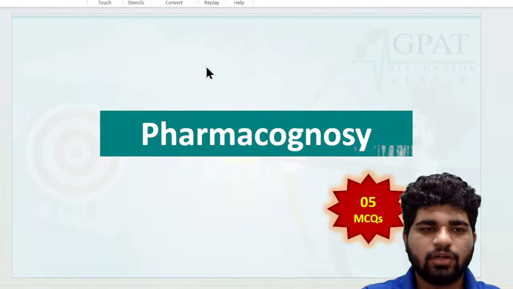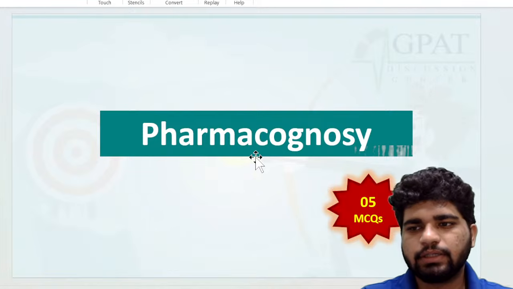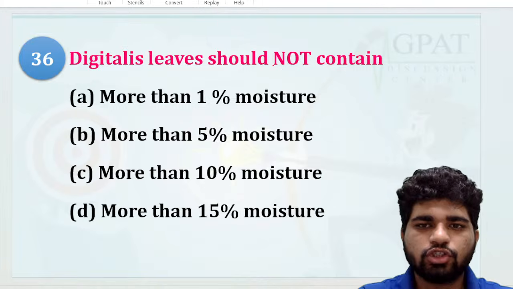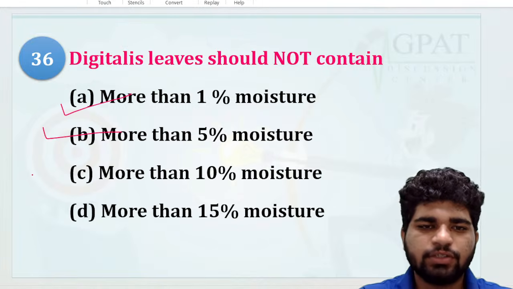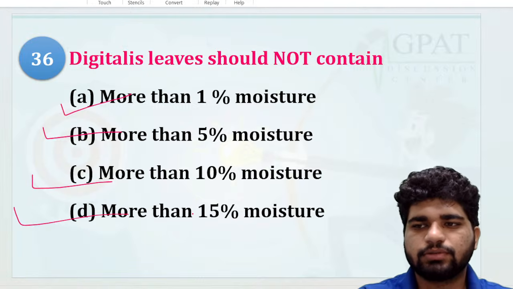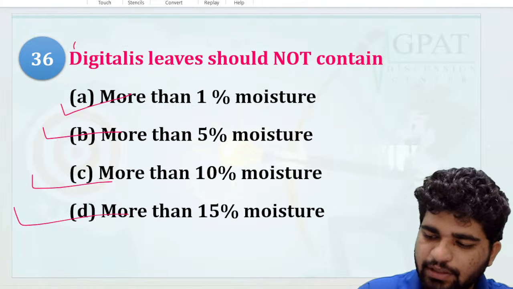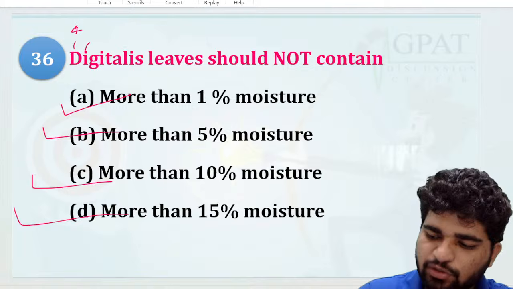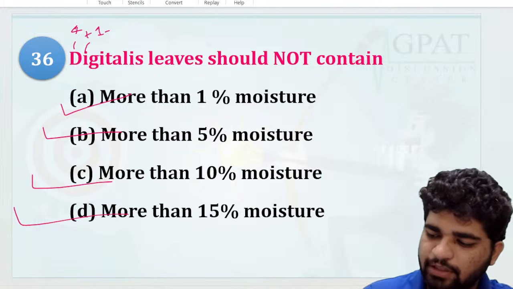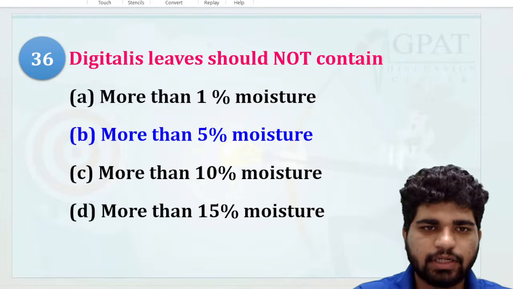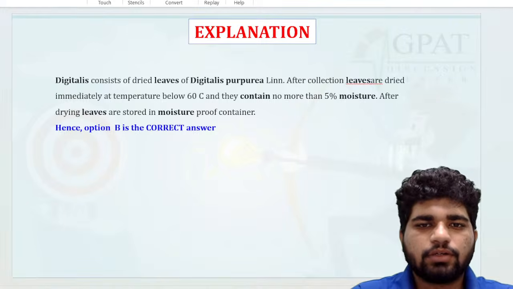Now, let's talk about pharmacognosy. 5 questions over here. Digitalis leaves should not contain more than 1% of moisture, more than 5% of moisture, more than 10%, or more than 15% of moisture? Digitalis. So there's a trick to remember: D comes at the 4th position and I seems to be like 1. The 4 plus 1, that would be more than 5% of moisture. So B is going to be our correct answer, right?